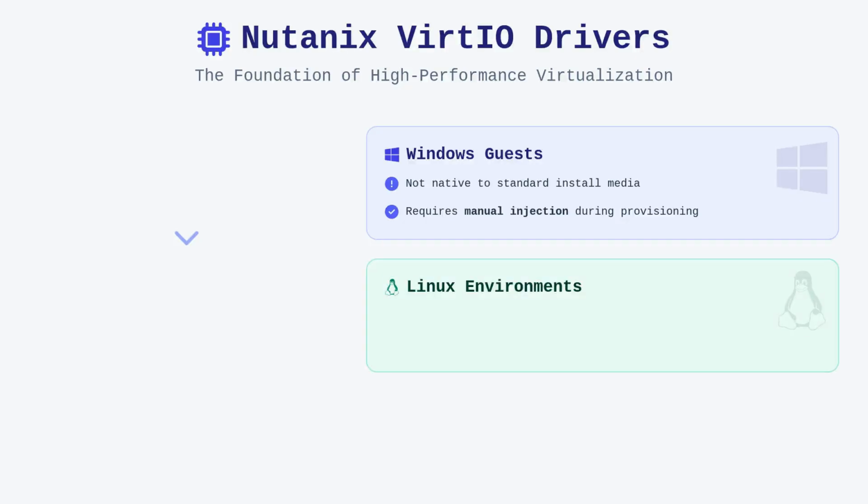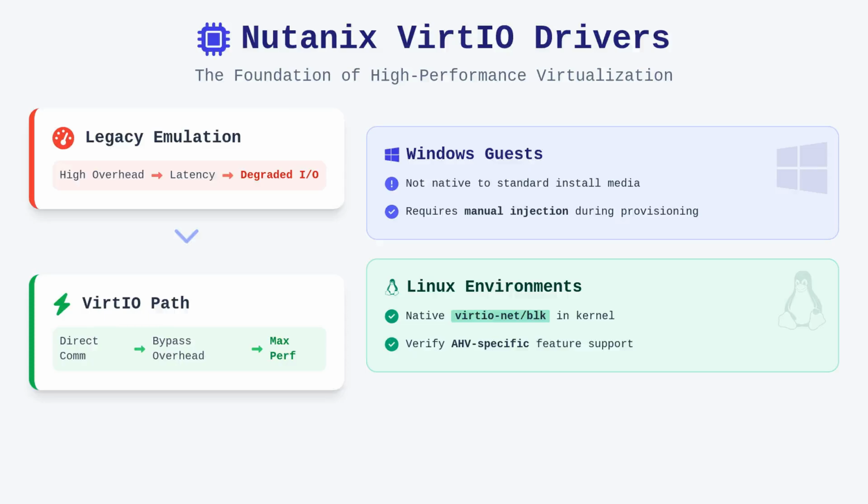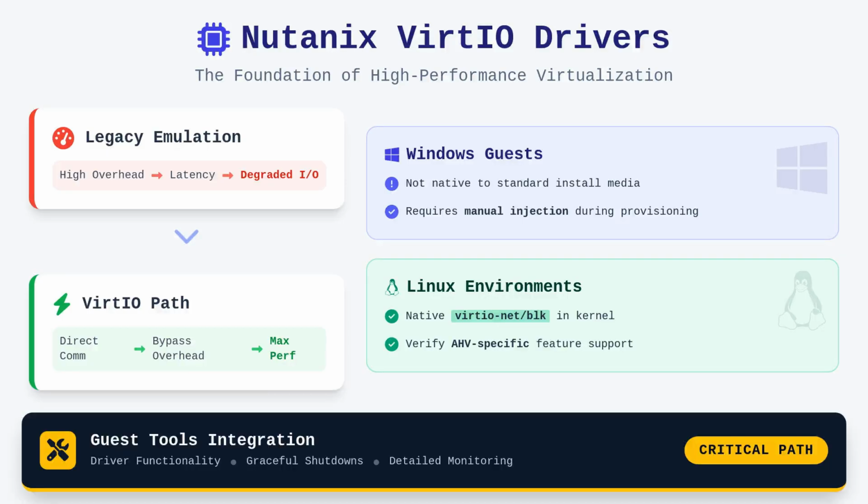For Linux environments, modern distributions contain the VirtIO-Net or VirtIO-BLK drivers in the kernel, but you must still verify that your specific kernel supports the features required by the AHV environment. Failing to load these drivers will force the VM to rely on legacy emulation, which results in significant latency and degraded throughput for both networking and disk I/O operations. Always treat the guest tools as a primary integration point to enable not just driver functionality, but also graceful shutdowns and detailed monitoring.